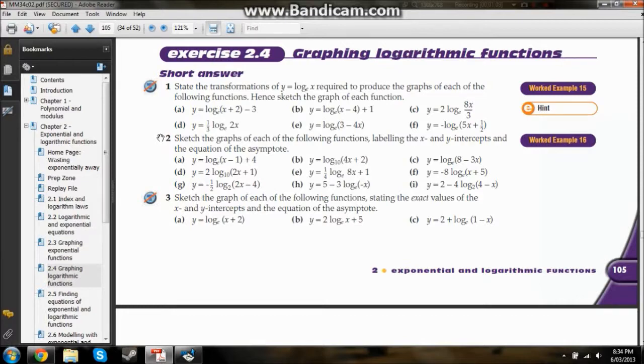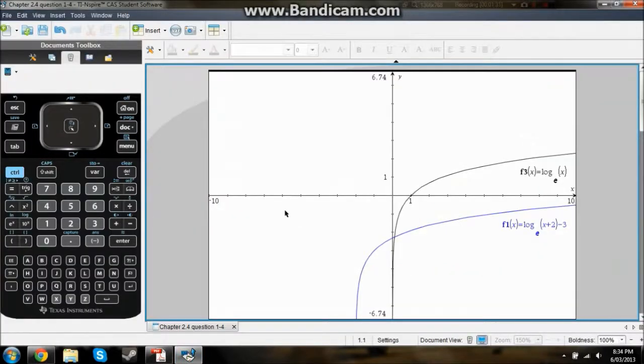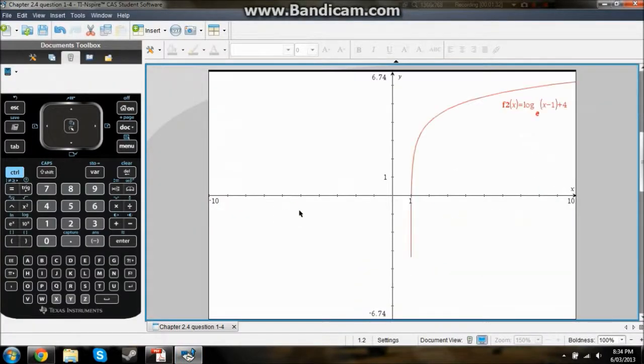Question 2, sketch the graph. It's just like question 1, but you don't have to really state the transformations, just draw the graphs, labeling x and y intercepts. So x take 1, x plus 4. It's going to be moved 1 unit to the right and moved up 4 units. It's not going to have a y intercept because the asymptote is going to be at x equals 1, so it'll never hit the y-axis as seen in this graph here.